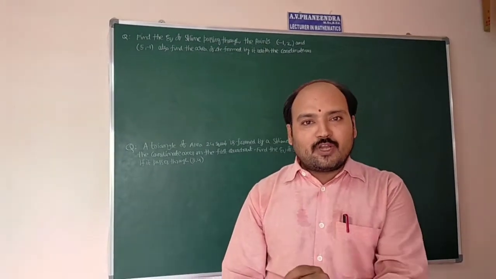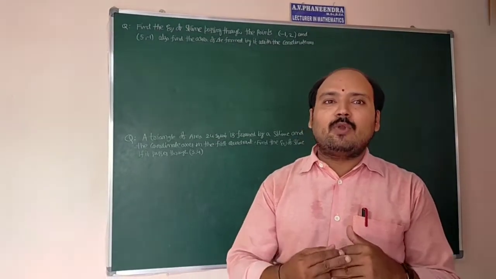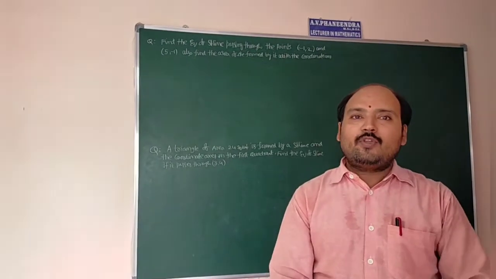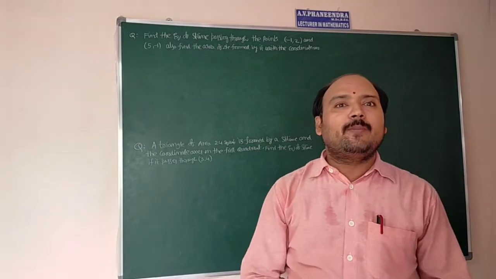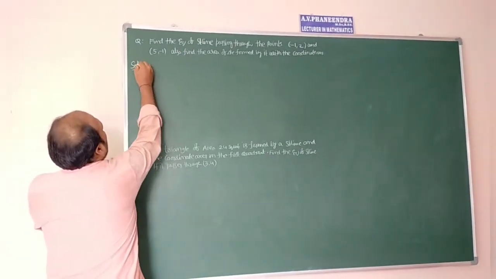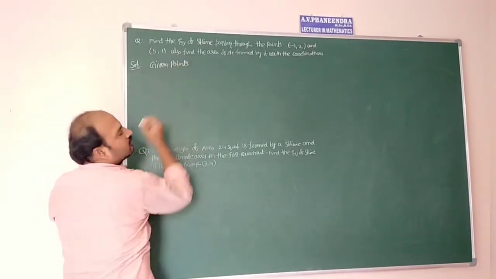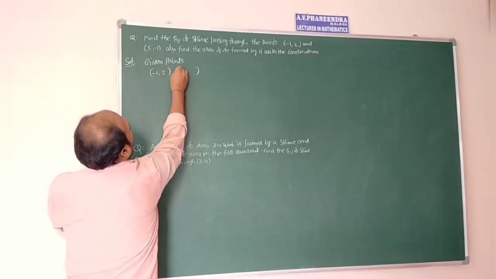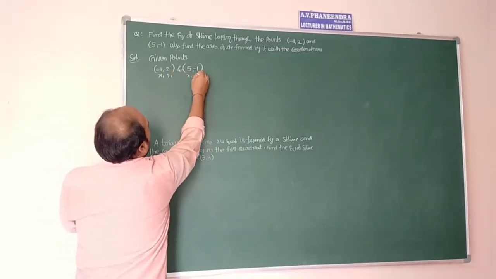What is 2-point form of the straight line? y minus y1 equal to y2 minus y1 by x2 minus x1 into x minus x1. By using this formula you are going to get one line of the form ax plus by plus c equal to 0. After that, the area formed by a triangle with the coordinate axis, we know that half into c square by ab. Like this you have to do the procedure. So first step, given points. First point is minus 1 comma 2 and second point is 5 comma minus 1, x1 y1 x2 y2.